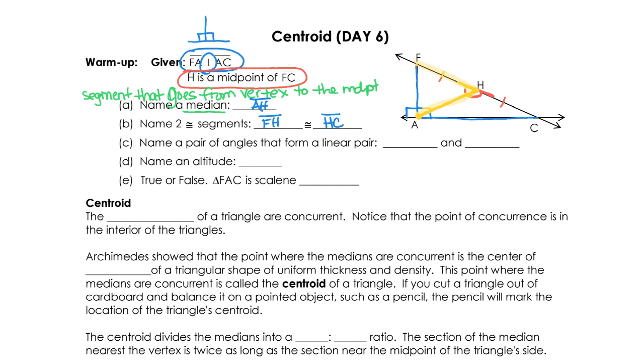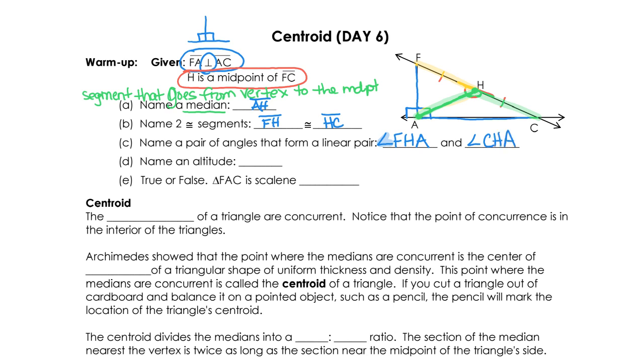And by highlighting it, I can see what letters I'm allowed to use. And I'm going to go ahead and call that angle FHA. Okay, I'm going to go ahead and highlight my other angle in the pair. Okay, there's the other one. And I'm going to go ahead and call that angle CHA.